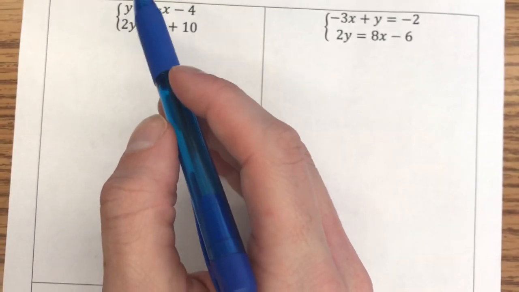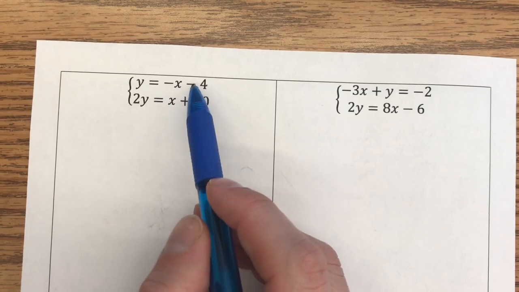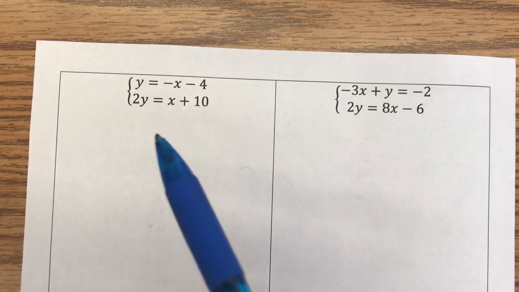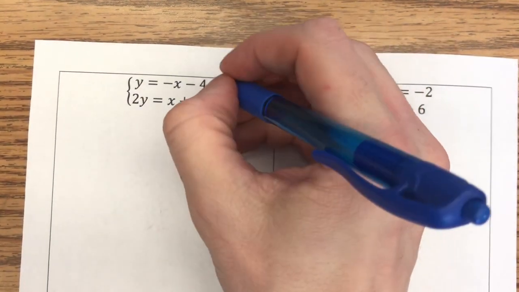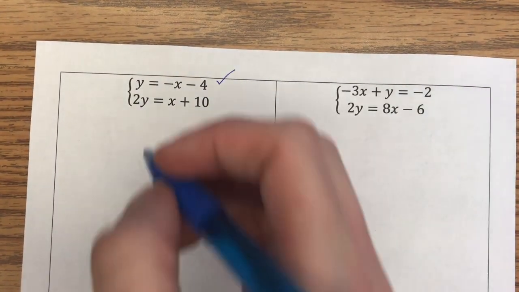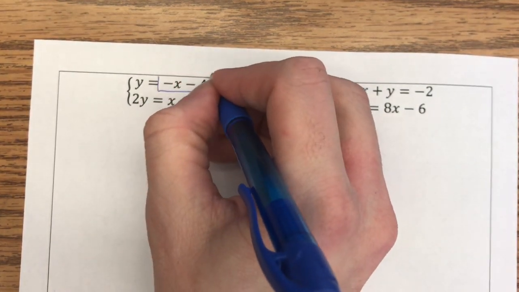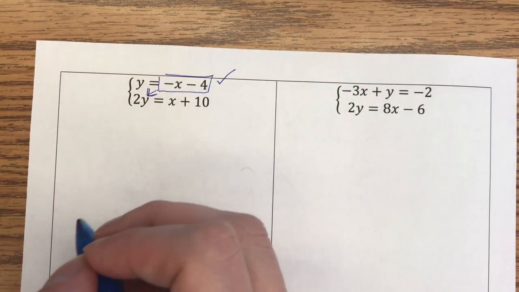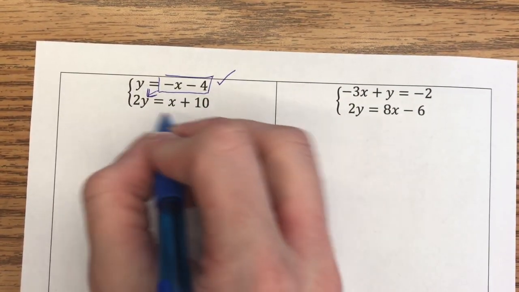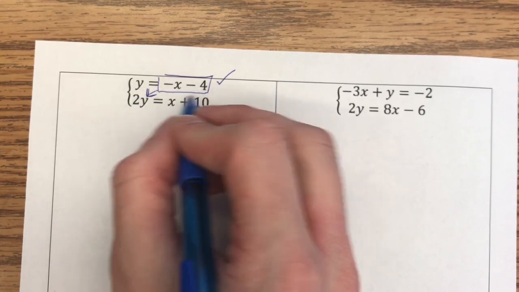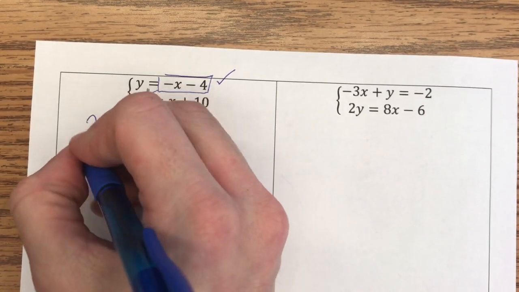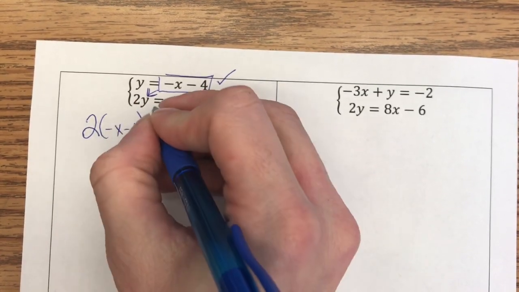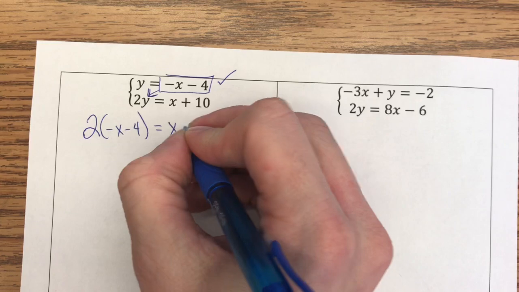All right, the other side of this worksheet, I have y equals negative x minus 4 and 2y equals x plus 10. My first job is to get any equation solved for any variable, and that's already done. The top equation is already solved for y. So since negative x minus 4 is the same as y, I'm going to rewrite the bottom, and instead of y, I'm going to write in negative x minus 4. 2 times negative x minus 4 equals x plus 10.